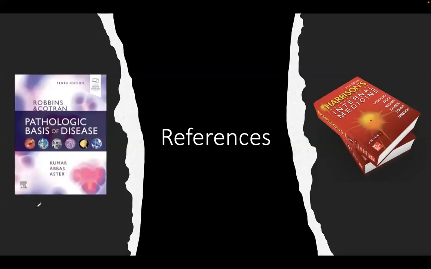Now, these are the following references I'll be using. The gist of the talk is going to be from Harrison's 21st edition with some very important correlative tidbits from the 10th edition of Robbins and Cotran Pathologic Basis of Disease. Now, I'm not sure if you're aware of this, but a lot of the authors of Robbins Pathologic Basis of Disease under the unit of cardiology are actually the same authors in Harrison's.